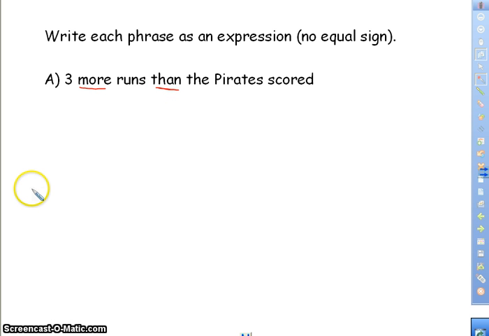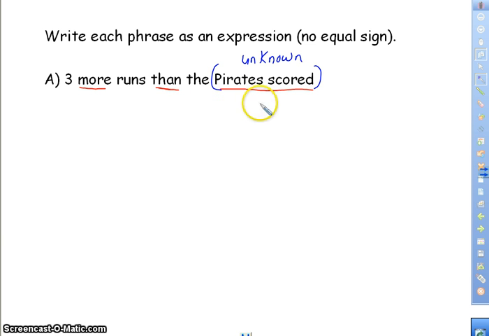When you have the words more than or less than, more than is addition, less than is subtraction. You're actually taking the 3 and you are adding it to the number that would be followed by the words more than. So 3 more than the Pirates scored. Well, we don't know what the Pirates scored, so you're going to have to create a variable. This is my unknown. So you're going to have to create a variable for what the Pirates have scored.